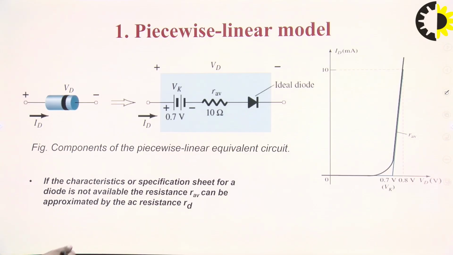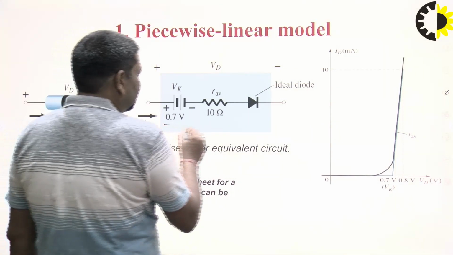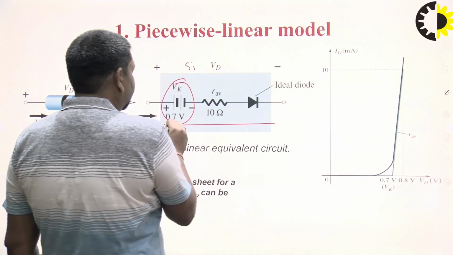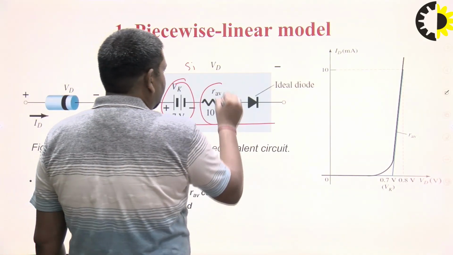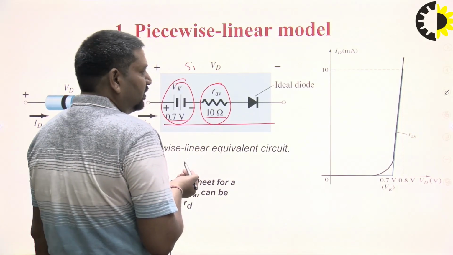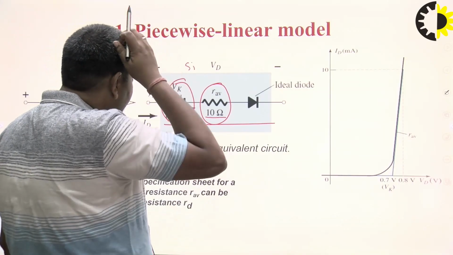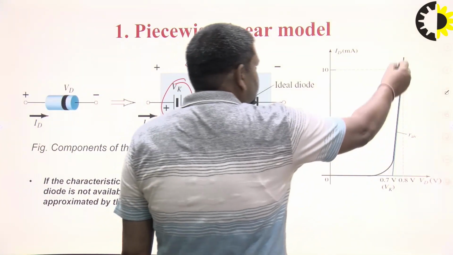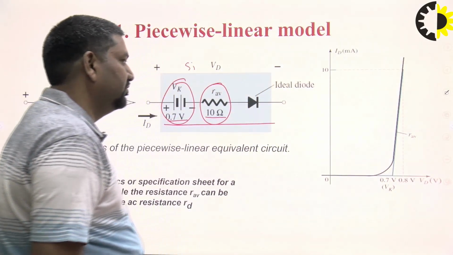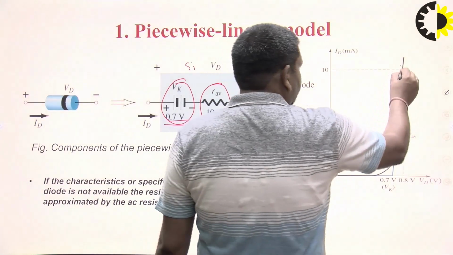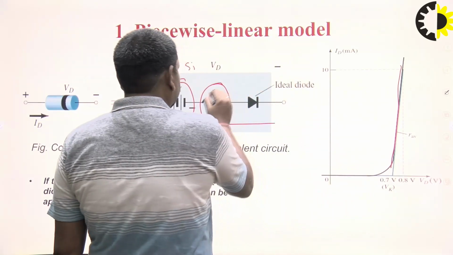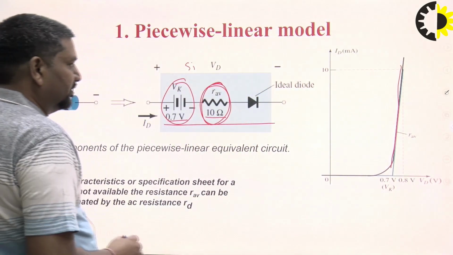So I already discussed the piecewise linear model. Here the cut-in voltage has to be introduced. This is silicon, so the cut-in voltage is 0.7 volt, and the diode resistance in forward bias condition is very small, 0 ohm in the ideal case, but in the practical case this is 10 ohm. So we can easily draw this. This is 10 upon 1, so that means this current is flowing. So if we draw, we can find the average resistance of that particular diode.